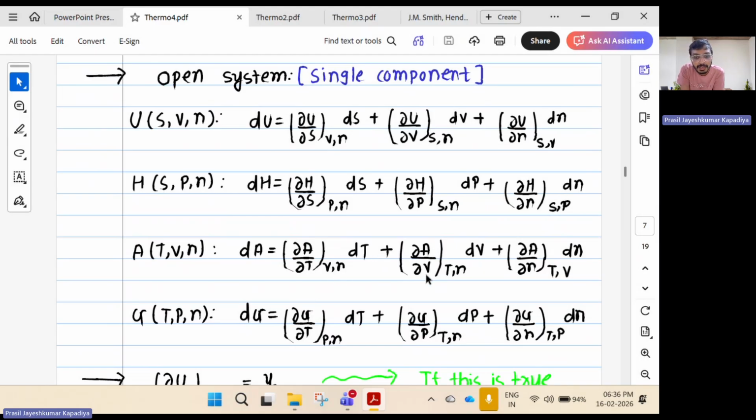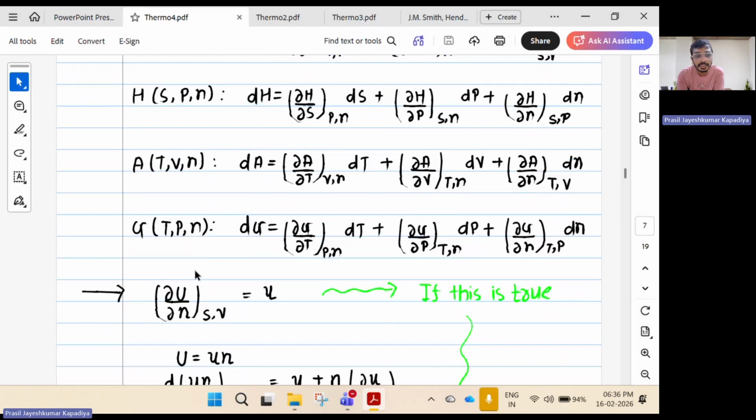Similarly, plus ∂A/∂V at constant T, N dV plus ∂A/∂N at constant T, V dN. Similarly, the most practical application, dG at constant T, P, N, can be written down as ∂G/∂T dT at constant P, N plus ∂G/∂P dP at constant T, N plus ∂G/∂N dN at constant T, P.